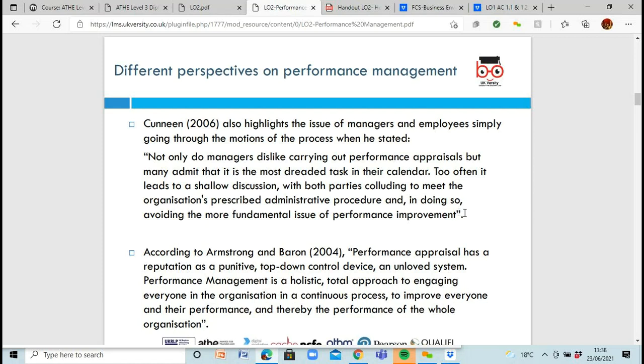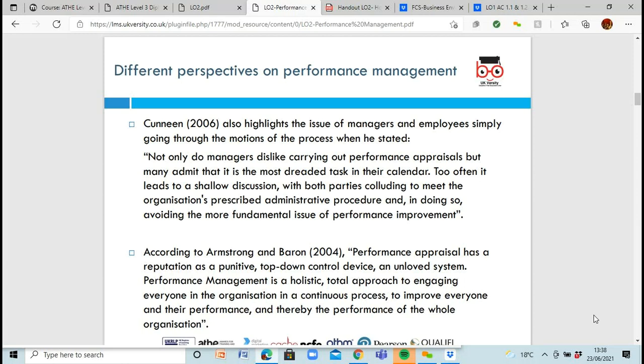All this is saying that managers hate performance appraisals as well, because they find that it's a little bit fake. You just get together, you don't really get deep, you don't really discuss what sort of issues you have, and you just end up agreeing on the odd target here or there just for the sake of agreeing on it. It might not even be what you need to work on, but you just want to get it over and done with.